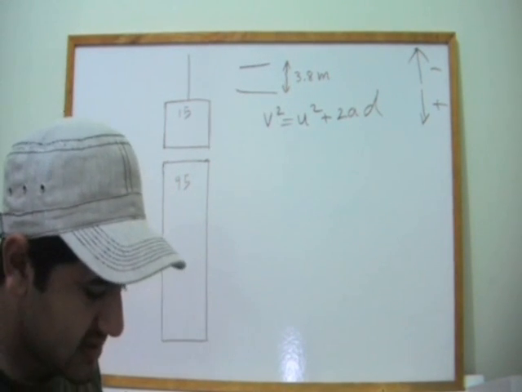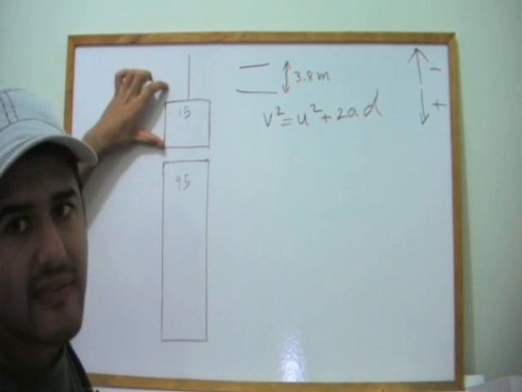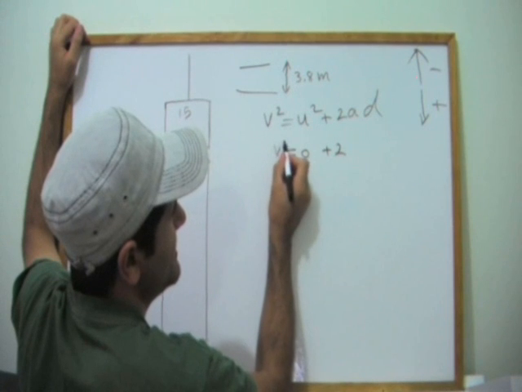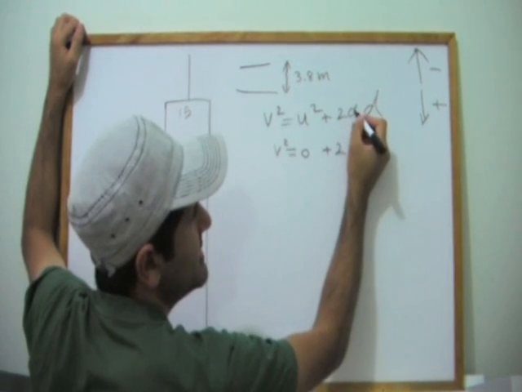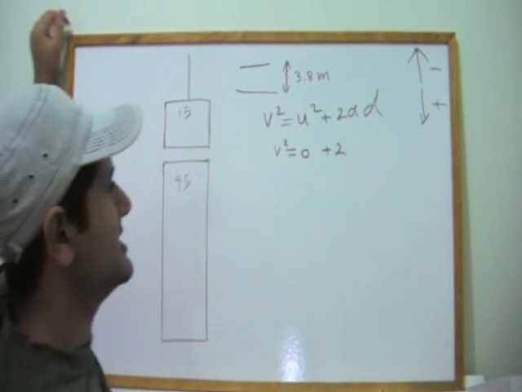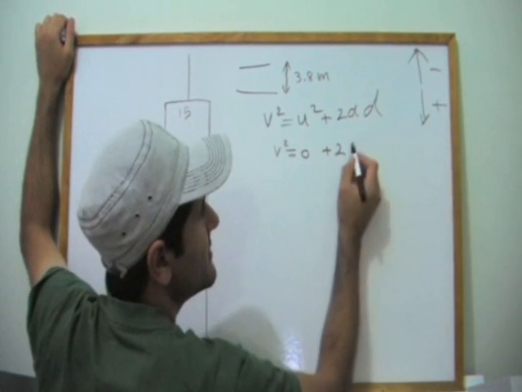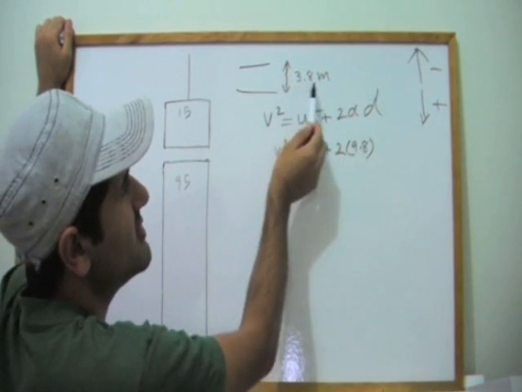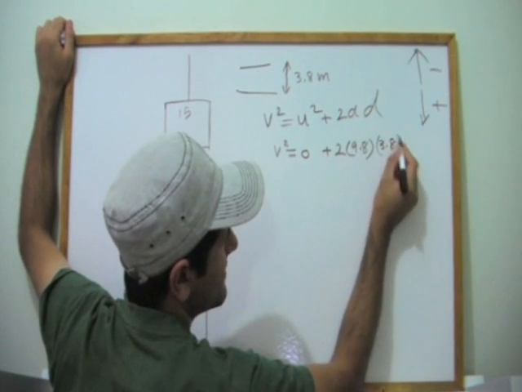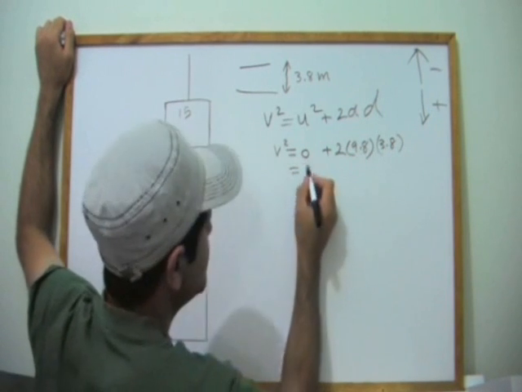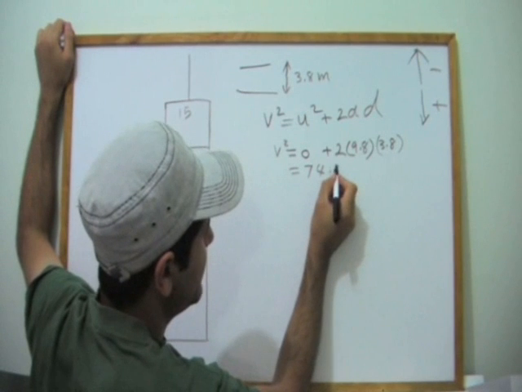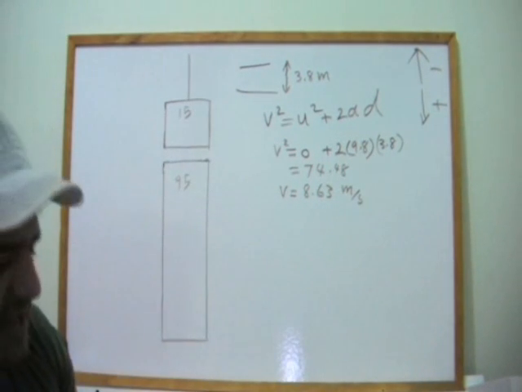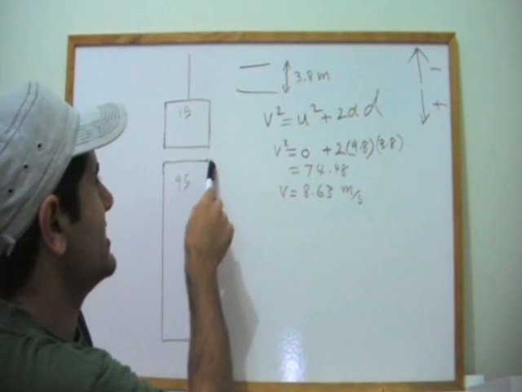So now V squared equals U squared plus 2AD. We have the block at the beginning, initial velocity is 0. We substitute 0, and then V squared equals 2 by the acceleration. The acceleration will be the acceleration due to gravity, which is 9.8, and it will be downward, so it's positive 9.8, multiplied by the distance, which is the spacing between the floors, 3.8 meters. V squared is 74.48, and therefore V is 8.63 meters per second. This is the velocity at which the top block will crash into the bottom.